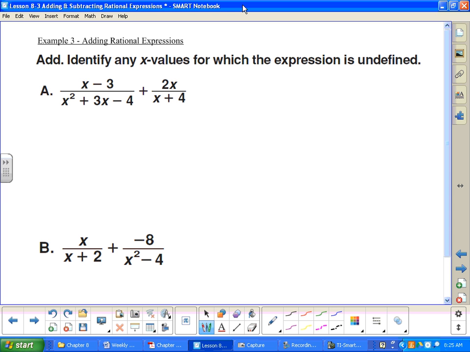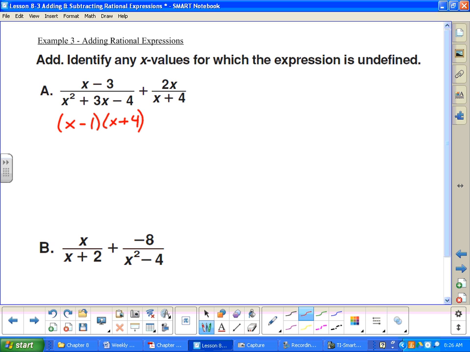So when you're trying to add or subtract rational expressions with unlike denominators, the first thing we want to do is factor the denominators, if we can. So in this case, we want to factor this side. We have x minus 1 and x plus 4.